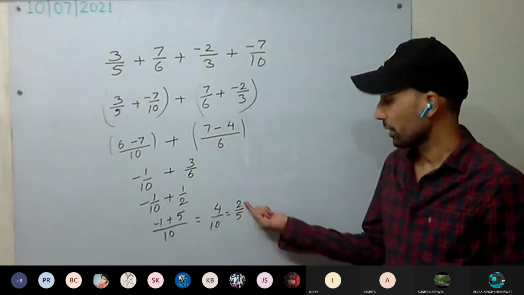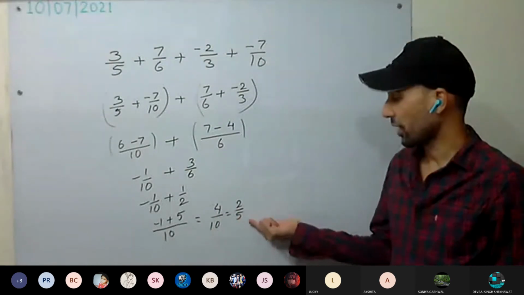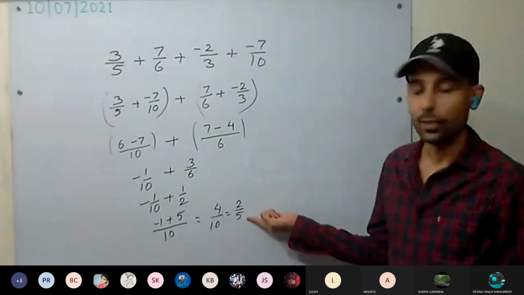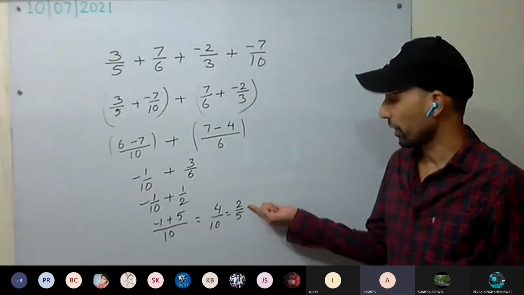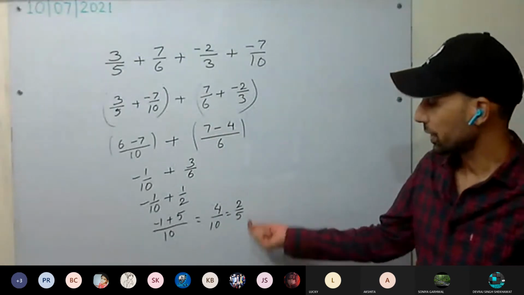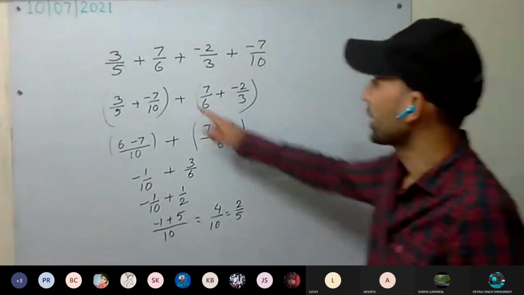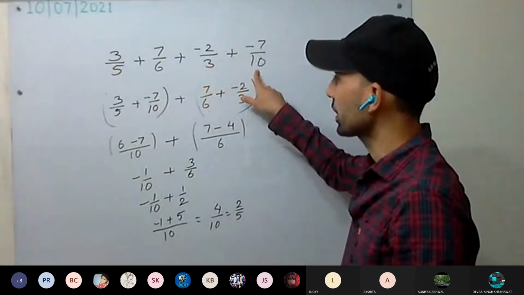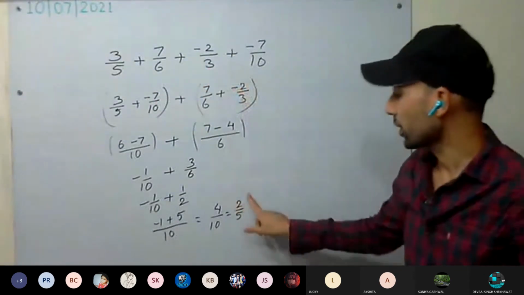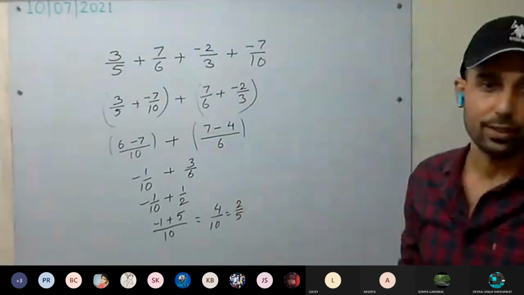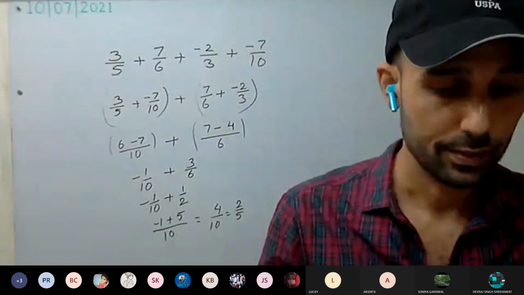You can see it's a rational number. 2 is an integer, 5 is an integer. 5 is not equal to 0, and there is no common factor now. Okay, so it's a rational number. And these all were rational numbers, so we have added them. We have got a rational number always. It's the closure property.